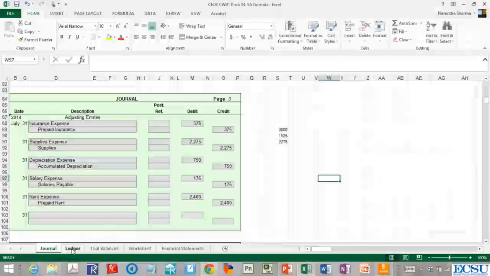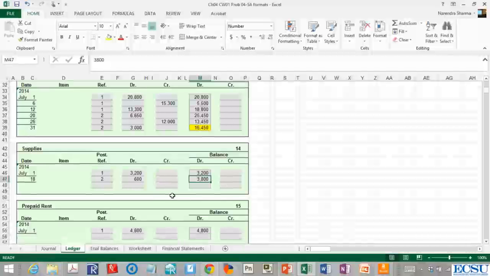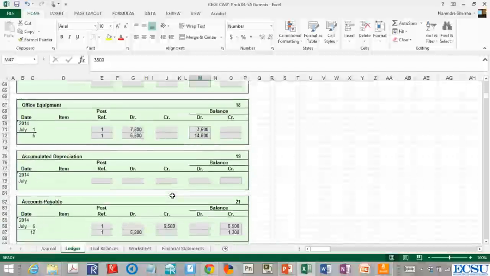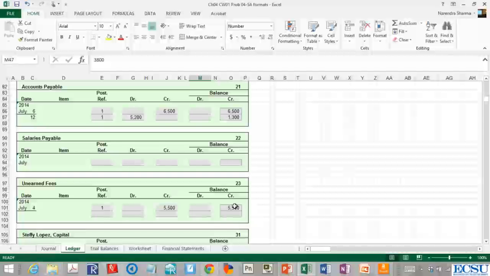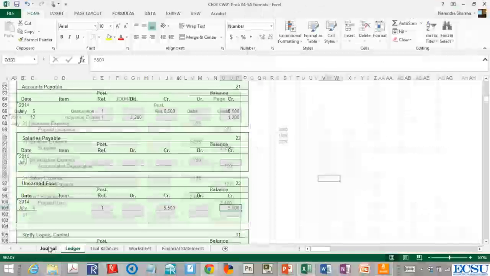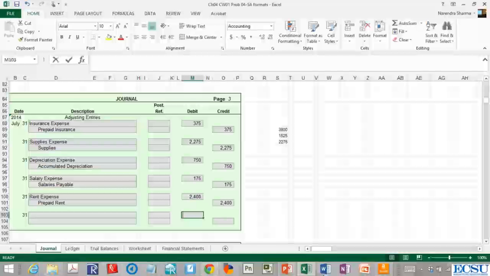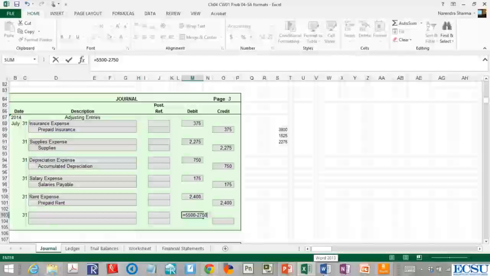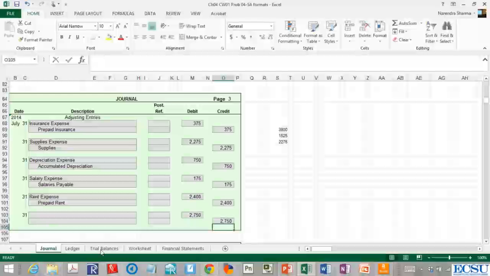So let's find out what was the unearned fees balance. The unearned fees balance is given to you as 5,500, and right now that is 2,750. So what we'll do is we'll subtract. 5,500 minus 2,750 will be 2,750 as such. So that's a tricky amount, but nevertheless we'll have to do that subtraction.